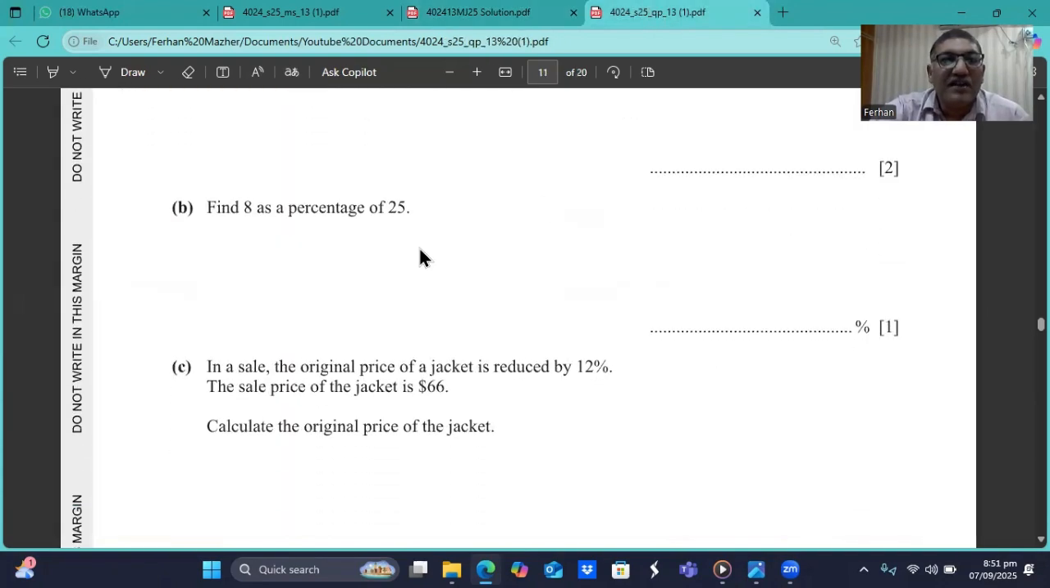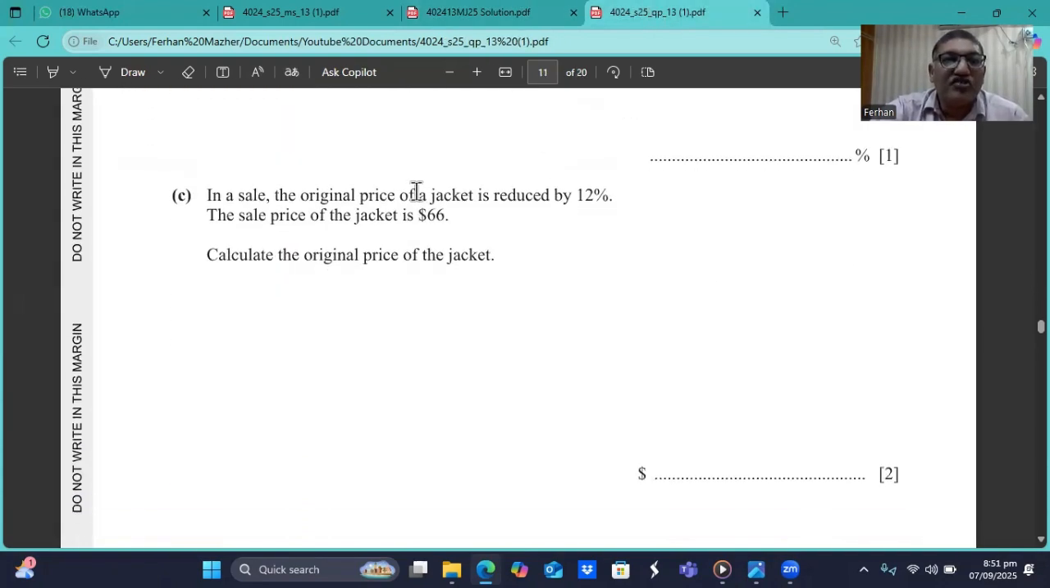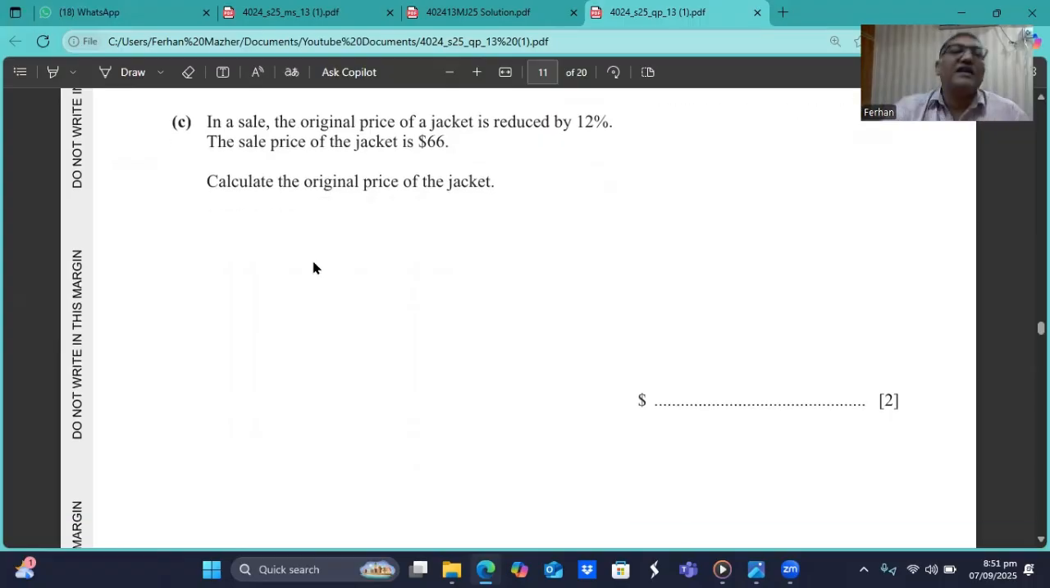Okay. Then we have the C part. In a sale, the original price of a jacket is reduced by 12%. The sale price of the jacket is $66. Calculate the original price of the jacket. We call the original price, sometimes we call it the mark price. Here, the mark price is not given. The sale price is given after the reduction.